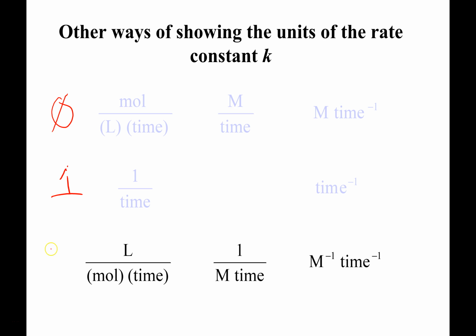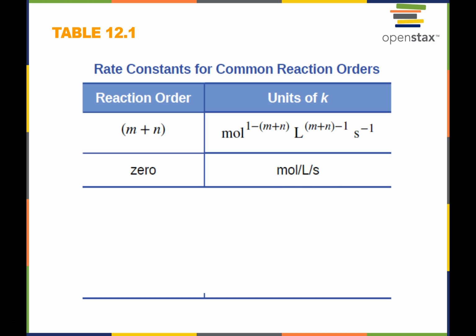This is overall reaction order 2. I think of it as having the inverse molarity, inverse time. Those are all ways to express that, and you get to pick which one you want to use. The little thought process we did here to come up with the overall reaction orders of 0, 1, and 2, you could continue that for 3, 4, 5.